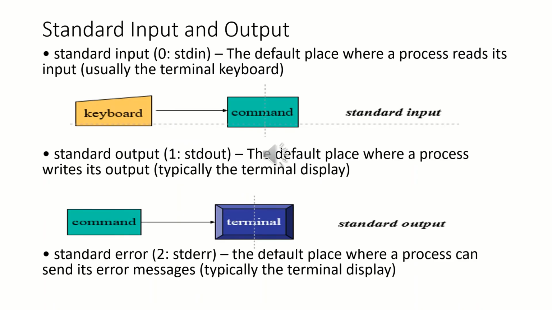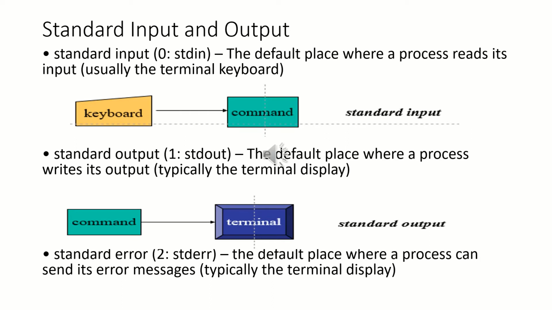In this slide, we are discussing standard input and standard output. Standard input is file descriptor 0, stdin. It is the default place where a process reads its input, usually the terminal keyboard. Whatever command we enter goes into the standard input.